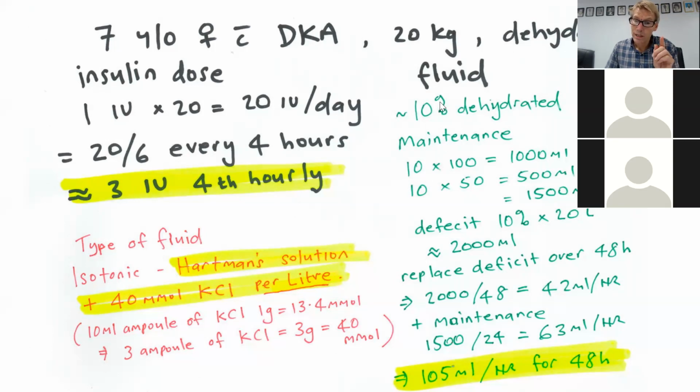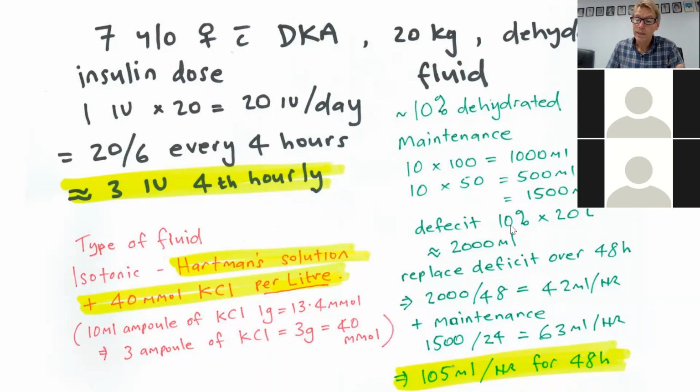If a child is 10% dehydrated and they're 20 kilos, then remember that for the first 10 kilos, it's 100 mils per kilo, right? 1,000 mils. For the next 10 kilos, it's 50 mils per kilo, so another 500 mils. So his total maintenance would be about 1,500 mils over 24 hours. Sorry, that's his normal maintenance.